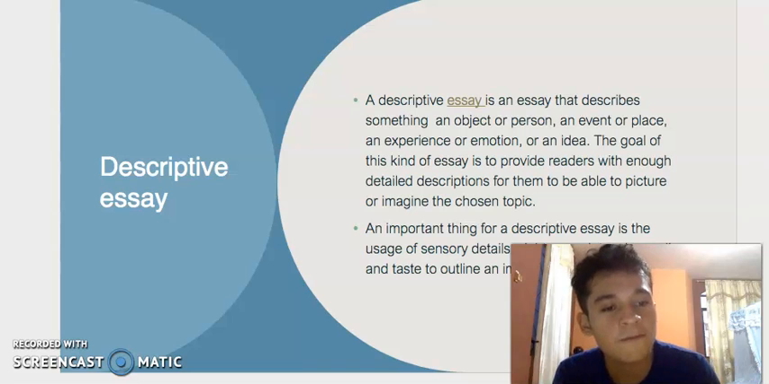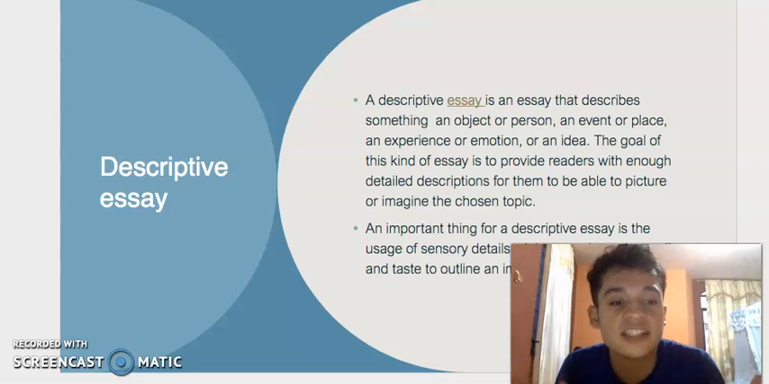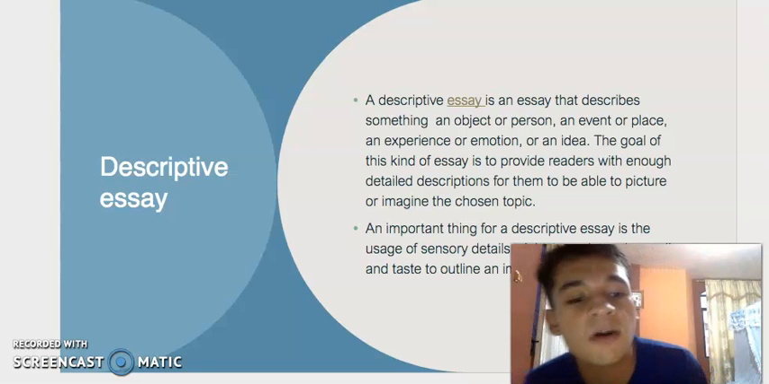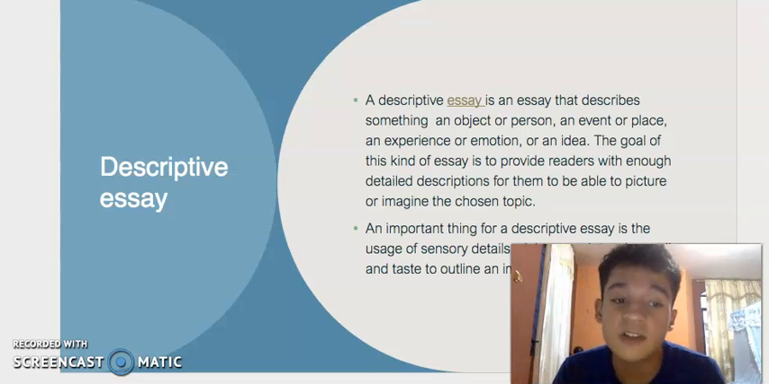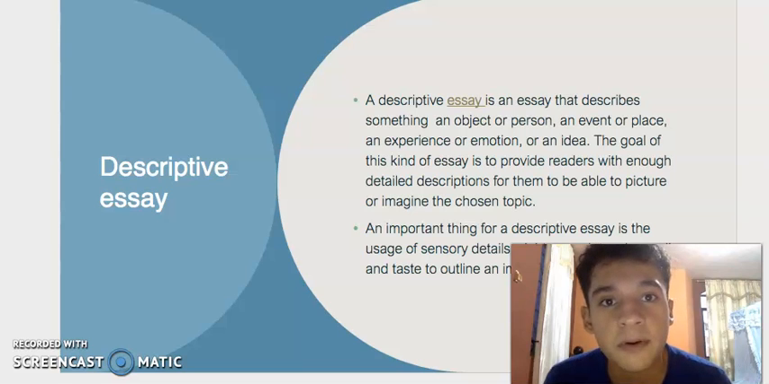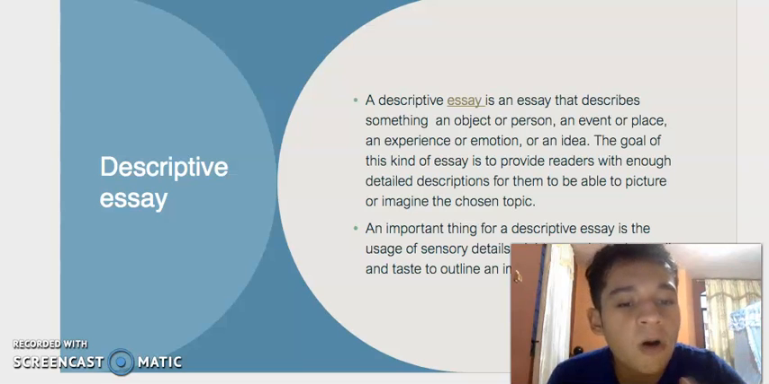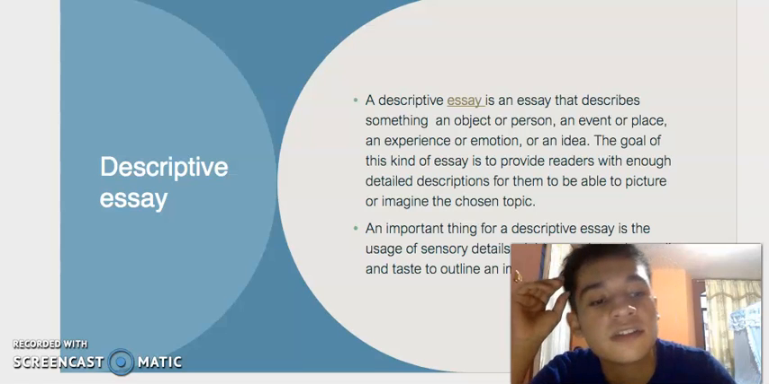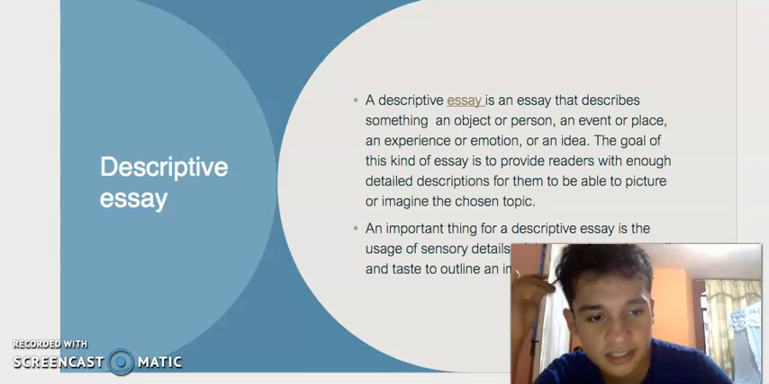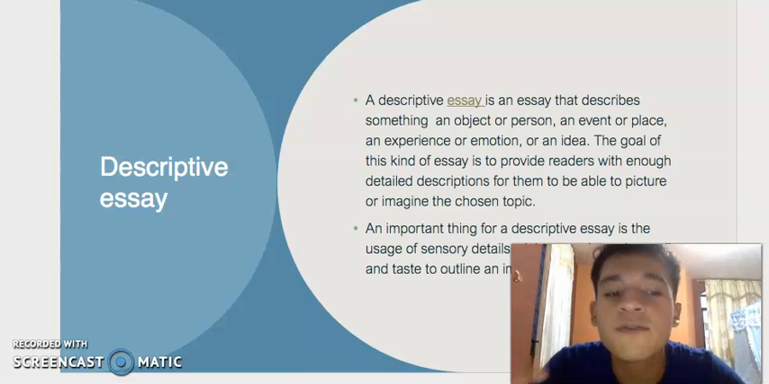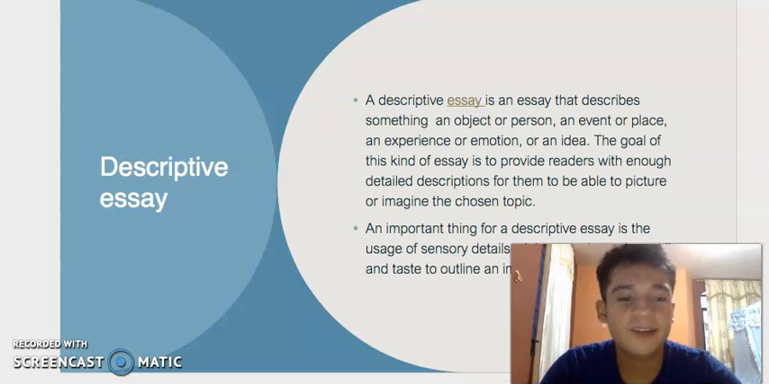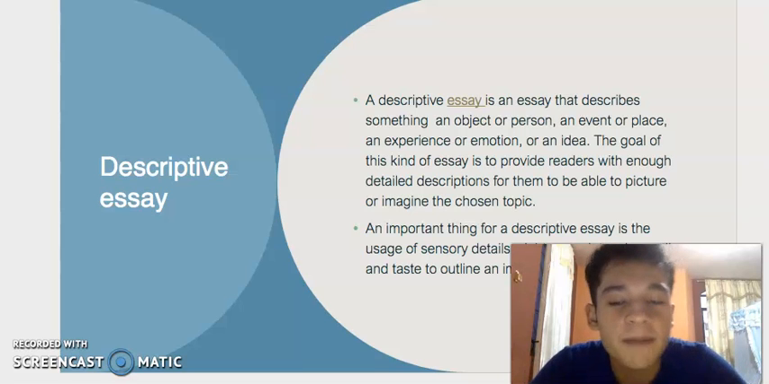An important thing for a descriptive essay is the usage of sensory details, sight, sound, touch, smell, and taste, to outline an impression in writing. These sensory details are very necessary and very important. We need to be able to have all those sensory details: sound, touch, smell, sight, taste. For example, if I'm describing something like a food, I would need to describe how it tastes in order for the reader to be intrigued by my writing.